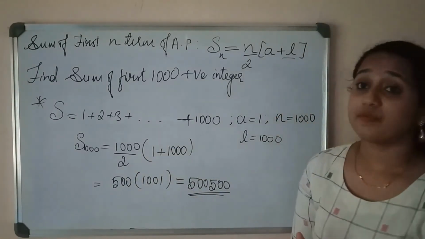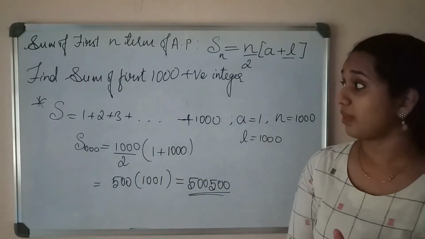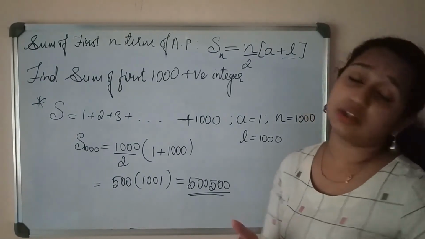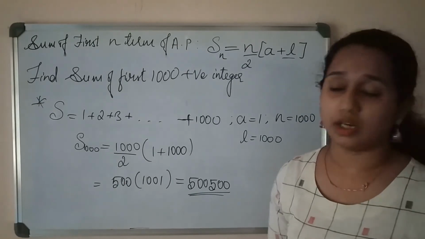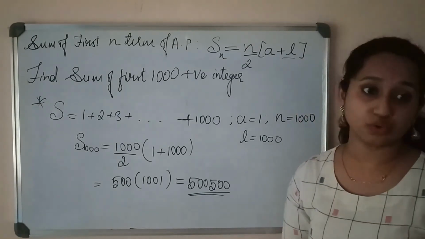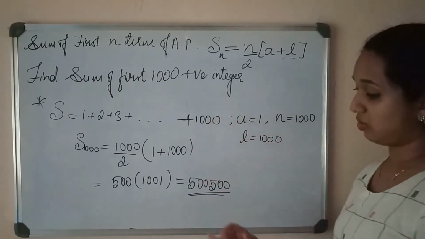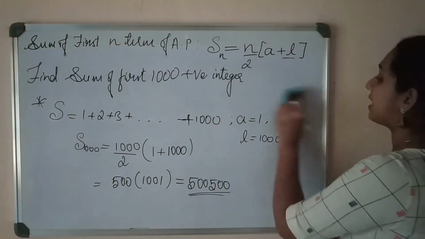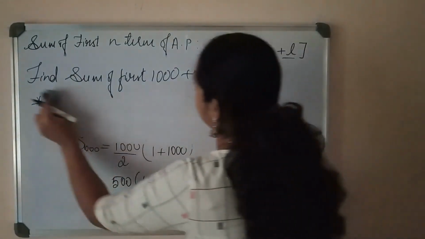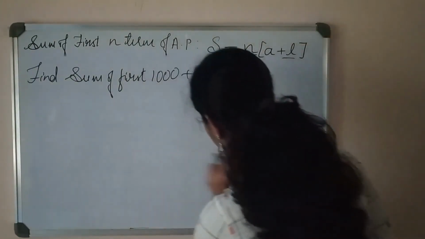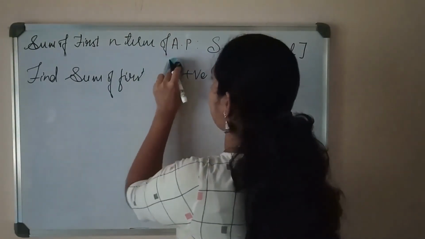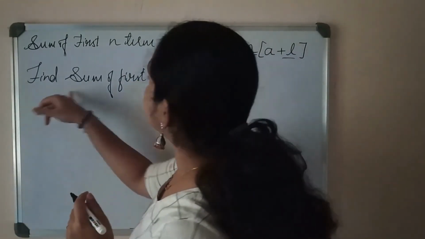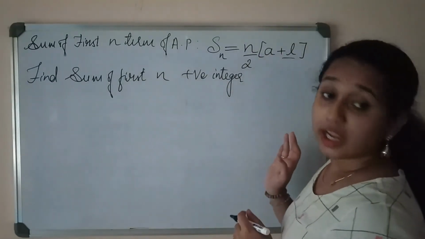Now let's say they have given you 65,000. They have told you to find the sum of first 65,000 positive integers, which is a very huge number, right? Again you would have to find all that. Instead of that, there is another simple method. I'll consider it as n terms. So instead of 1000 here, I'll give it as n. What we have to do is find the sum of first n positive integers.